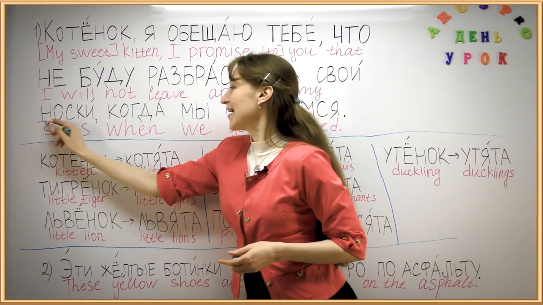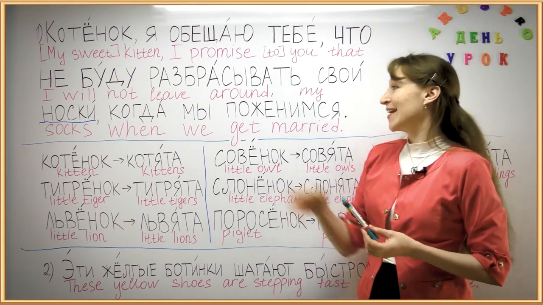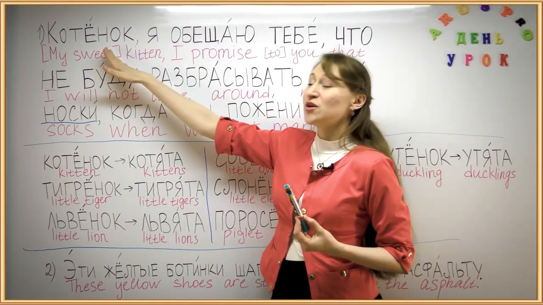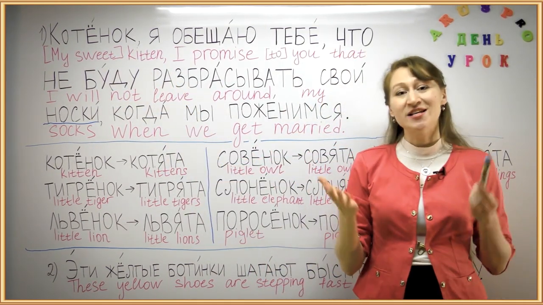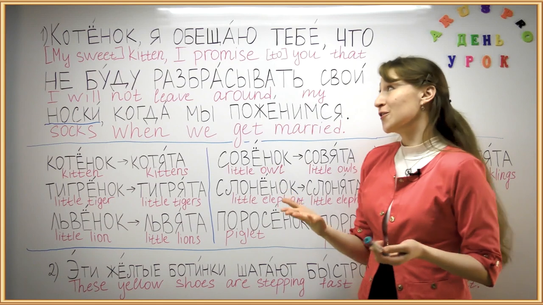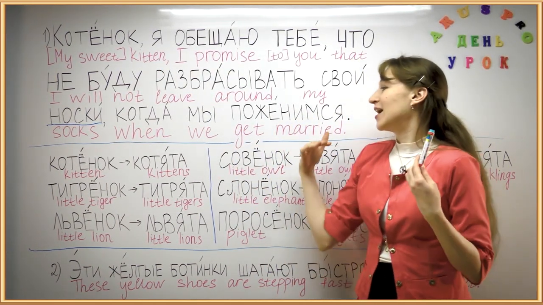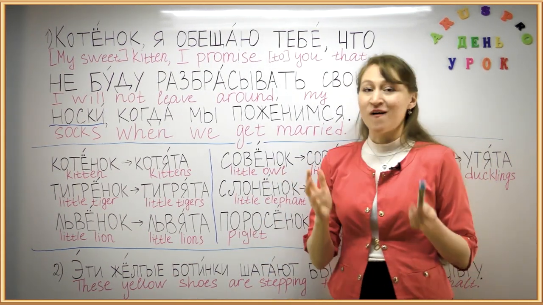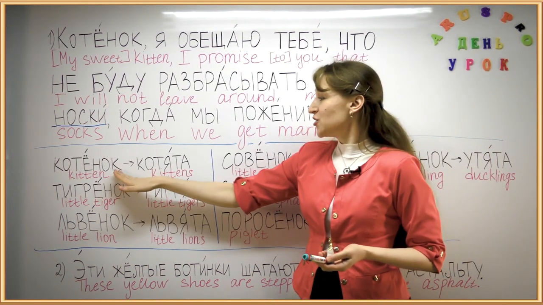So here we have the plural form носки, but this is not why this phrase is important. It is important because here we have the word котенок, kitten, that you can use as an affectionate word for your girlfriend. Actually, in Russian, we use various baby animal names to call our loved ones. So, for example, котенок.